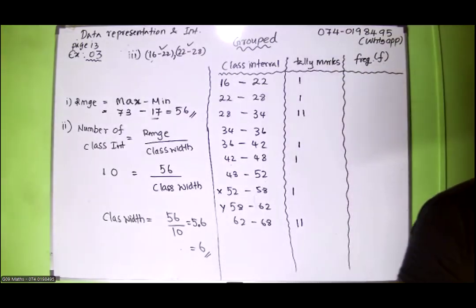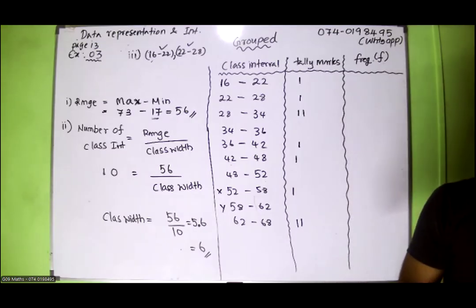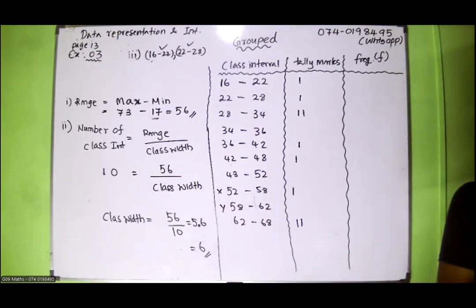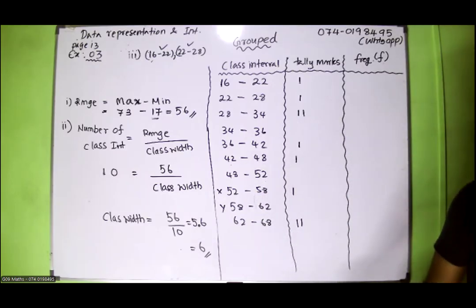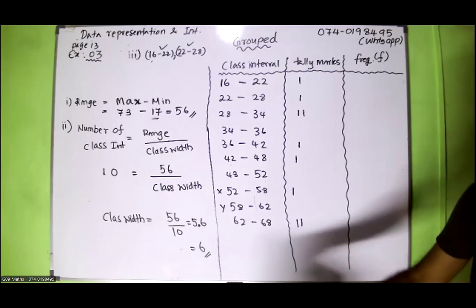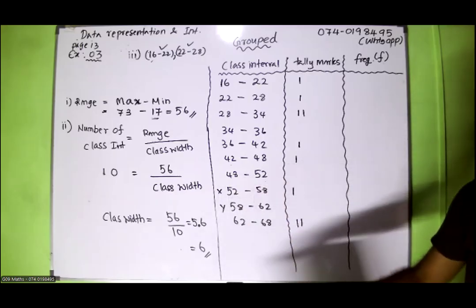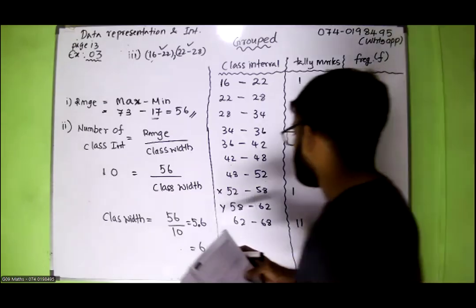Virginie, can you tell me? Data 58 belongs to class interval X or class interval Y? This one or this one? Yeah, X. Right, 58 belongs to X.